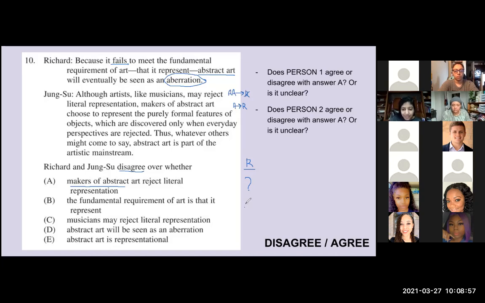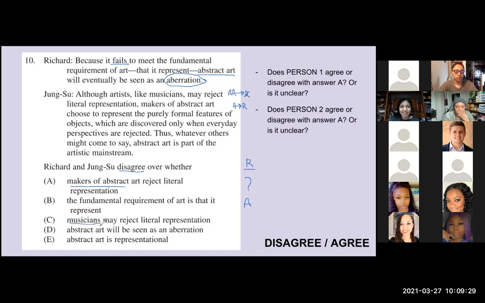Awesome. So he agrees. Sorry, I just have to move this little bar thing. Okay, Richard said the fundamental requirement of art is that it represent, right? So B seems like it could work. Let's look at C. Musicians may reject literal representation. Musicians? Yeah, musicians.